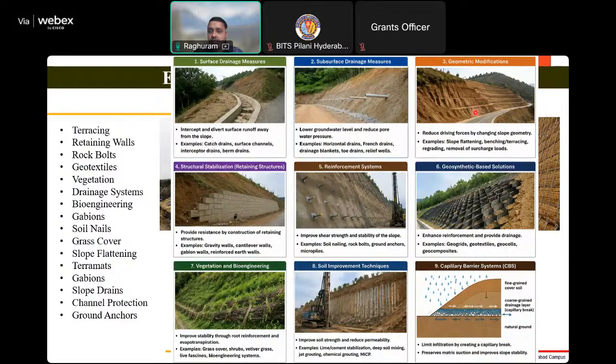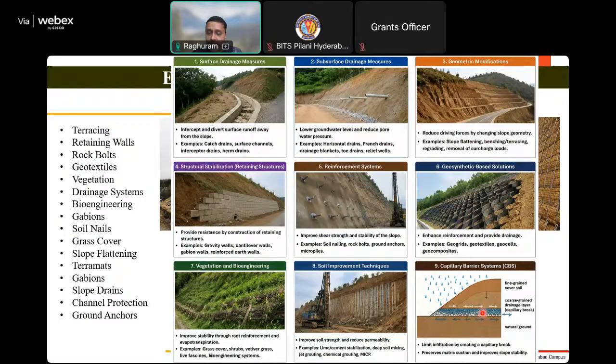And then there are geometric modifications. If there is a steep slope, what you can do is trim the slopes with some benches so that the stability will increase. And here retaining walls are there to counteract the slope activities, and then reinforcing systems like soil nailing, as I mentioned, geocell, and then vegetation, and then soil ground improvement techniques by providing piles or maybe drill shafts, anything. And the last one is the capillary barrier system.